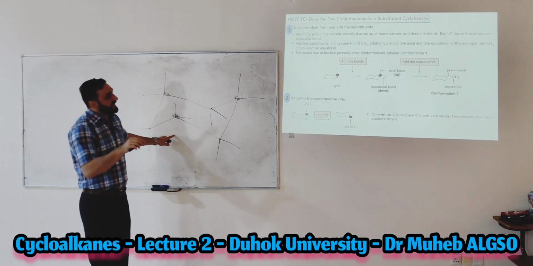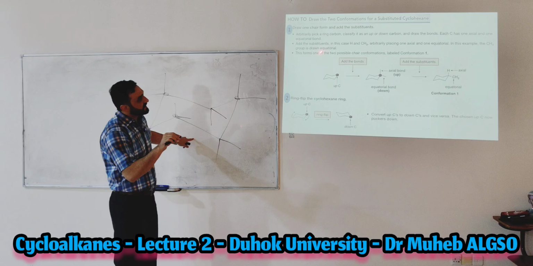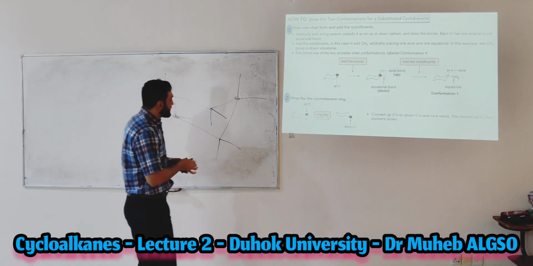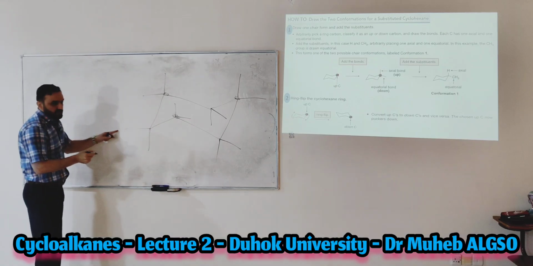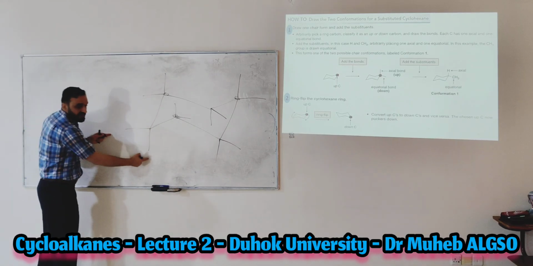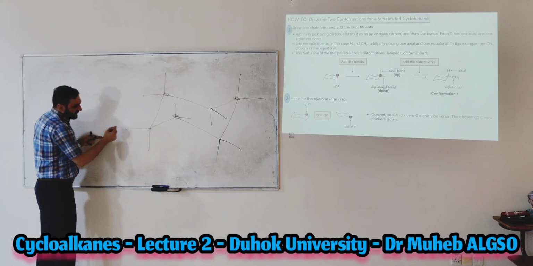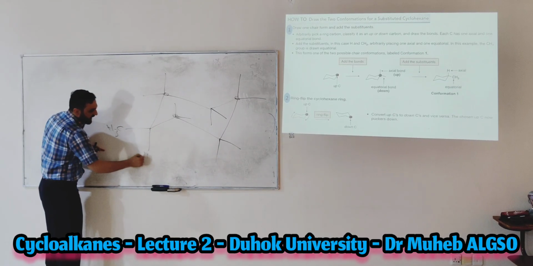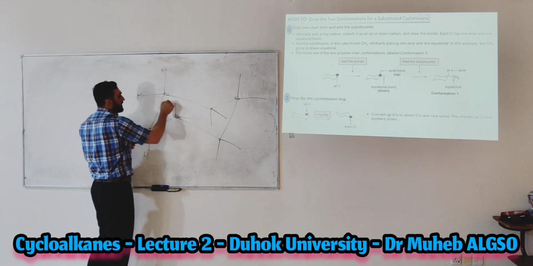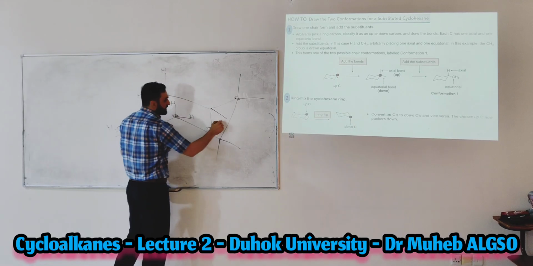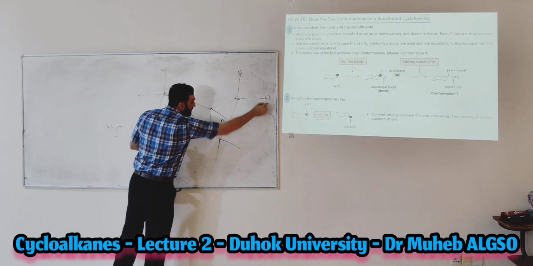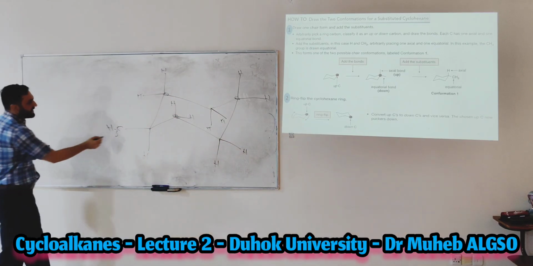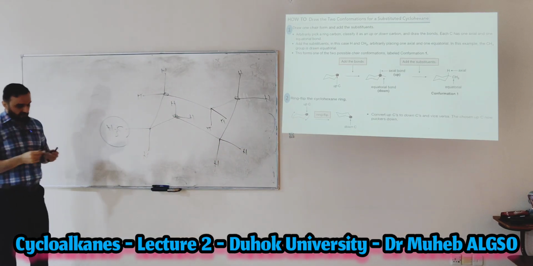So, secondly, add a substituent. In this case, the hydrogen and CH3, you have to put them. Where is the CH3, for example? If you want to put it here, equatorial. If you want to put it here, axial, okay? For example, here we put CH3, here the CH3 and the hydrogen. And all the others are hydrogens, because we have just one substituent on the cyclohexane.